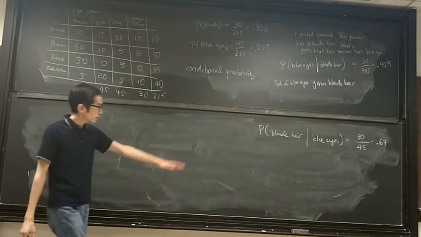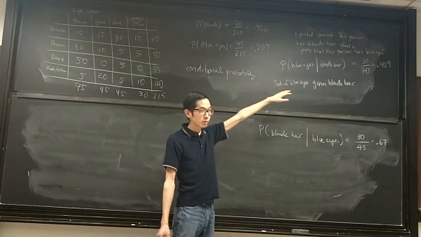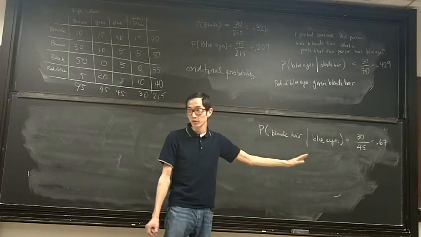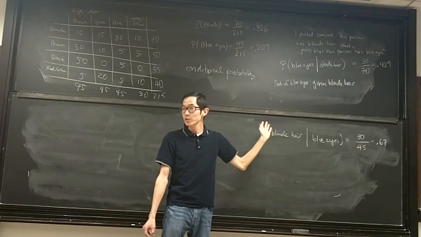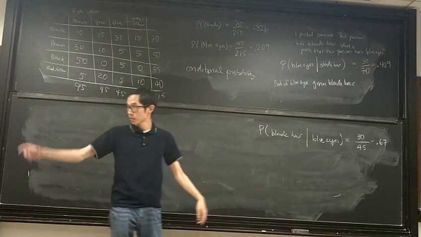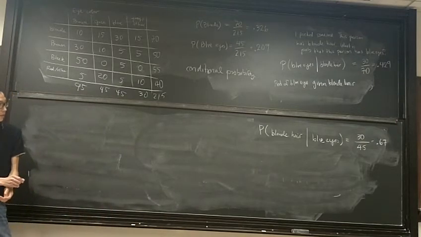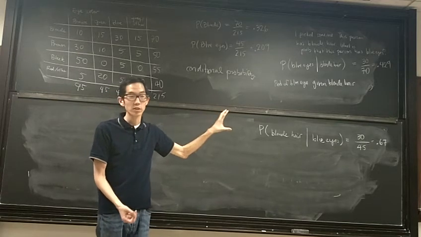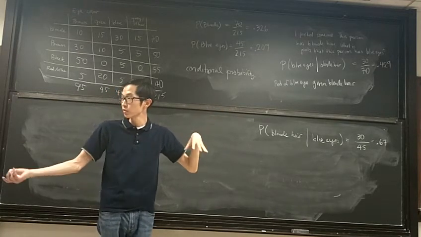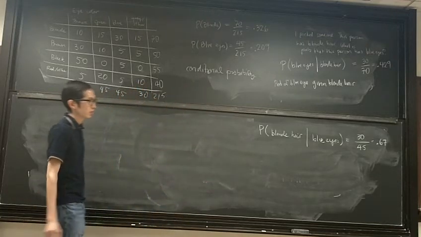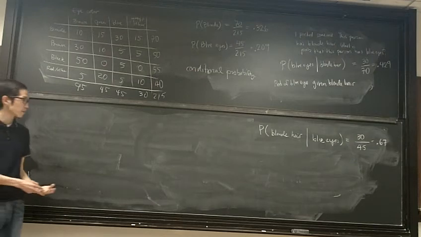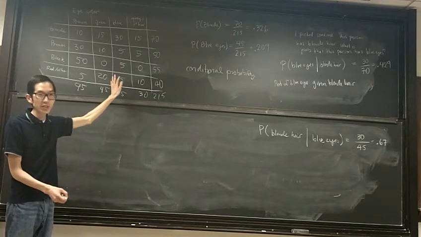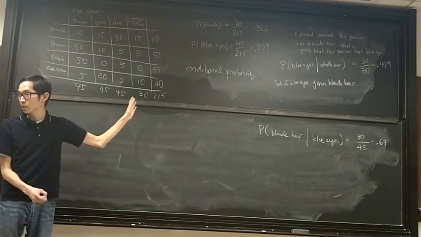Okay? So it's very important that you can distinguish between blue eyes given blonde hair and blonde hair given blue eyes, okay? They look similar, they sound similar, but they're very different. The conditional probability is basically the given. Conditional means a piece of information is given to you. And based on that condition, or that piece of information you know, what's the probability of something else? Okay? Alright, so from the table, it seems pretty easy to just look at the table and answer some kind of question, right?